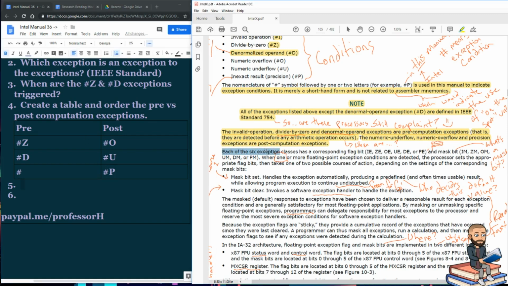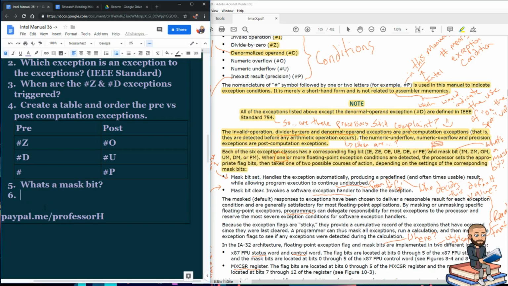Each of the 6 exception classes has a corresponding flag bit, so there's your flags, and a mask bit. So there's 6 of those as well. Now, when one or more floating point exception conditions are detected, the processor sets the appropriate flag bits, then takes one of 2 possible courses of action, depending on the settings of the corresponding mask bits.